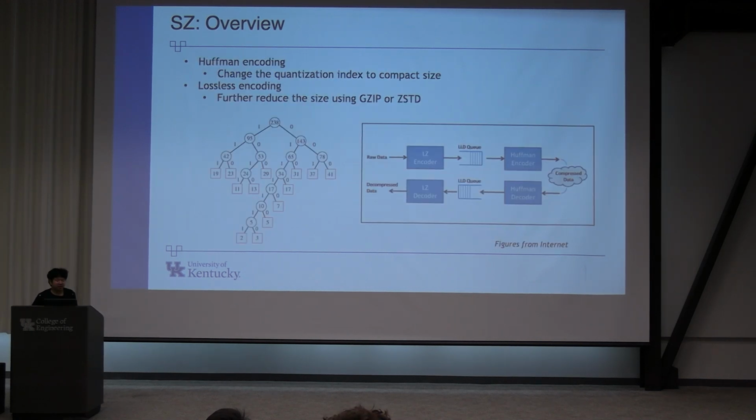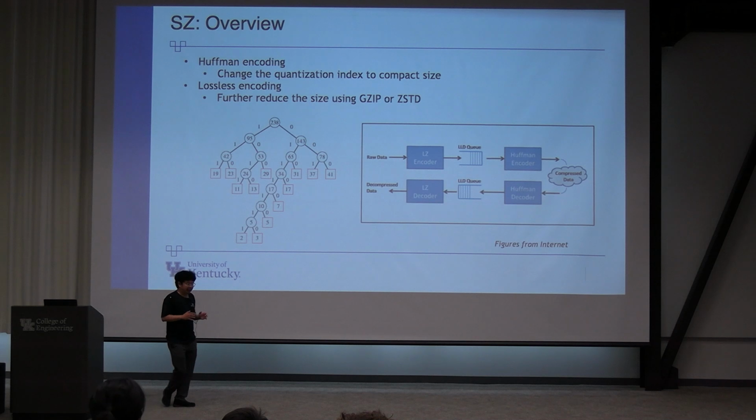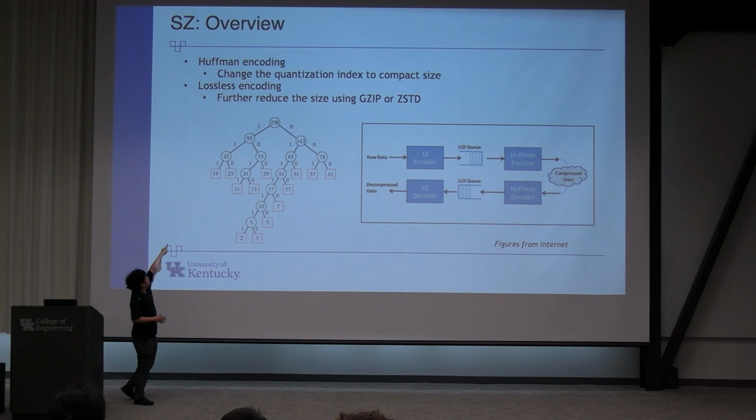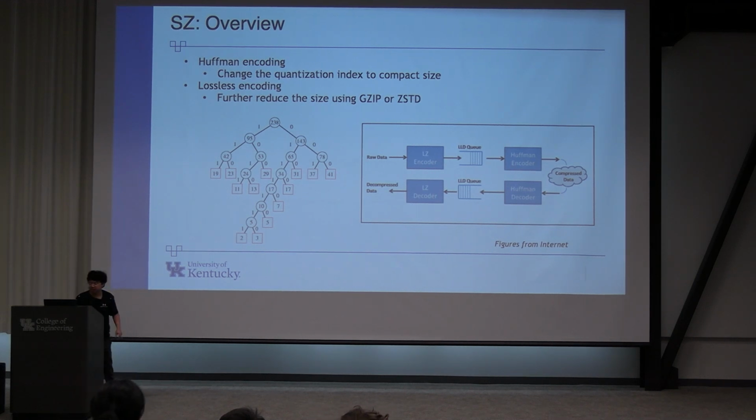So at last, SZ will feed the quantization index to lossless encoding modules, including a Huffman tree and some other lossless encoding algorithms. For the Huffman tree, I believe most of you are familiar with that. Basically, in Huffman encoding, we construct the Huffman tree based on the frequency of the data. Following the Huffman tree, we can tell which code can be used for which data. For example, for the 19 here in this example, the Huffman code will be 111, which is the path from the root to the corresponding leaf. So this is the Huffman encoding.